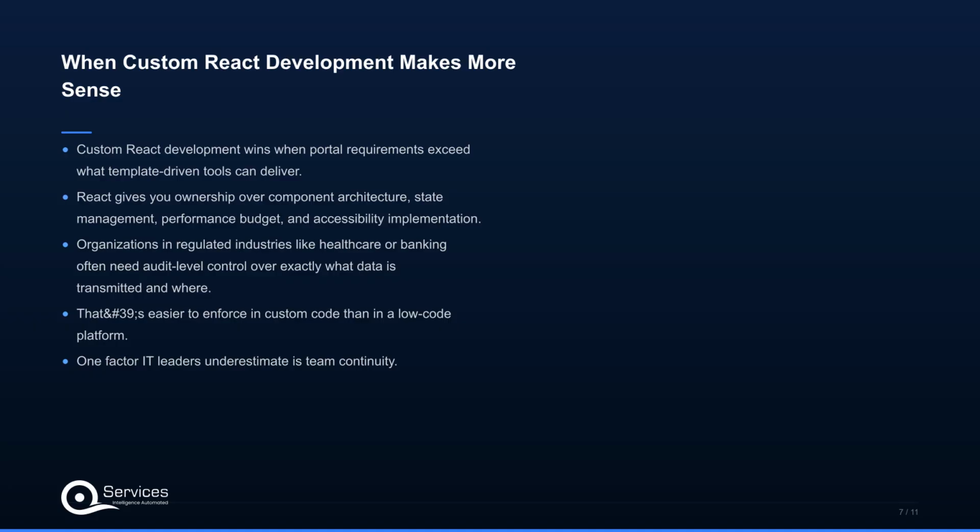React gives you ownership over component architecture, state management, performance budget, and accessibility implementation. Organizations in regulated industries like healthcare or banking often need audit-level control over exactly what data is transmitted and where. That's easier to enforce in custom code than in a low-code platform.